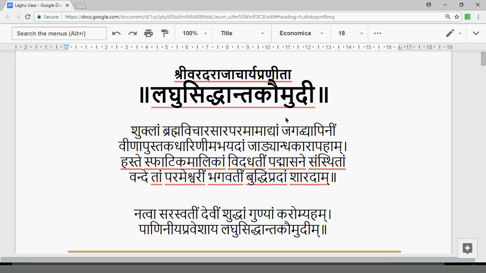So Laghu Siddhanta Kaumudi is a Vyakarana Grantha created by Sri Varadacharya. It has around 1200 sutras out of the 4000 sutras of Ashtadhyayi. Ashtadhyayi is a Vyakarana Grantha created by Panini Maharshi, and it has 8 chapters. Panini Maharshi created these 4000 sutras in 8 chapters. Each of those chapters is divided into 4 padas, 4 quarters. So 8 into 4 quarters make up the entire Ashtadhyayi, which includes 4000 sutras.